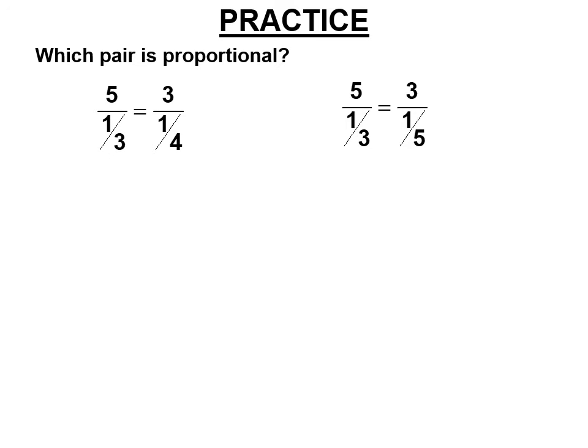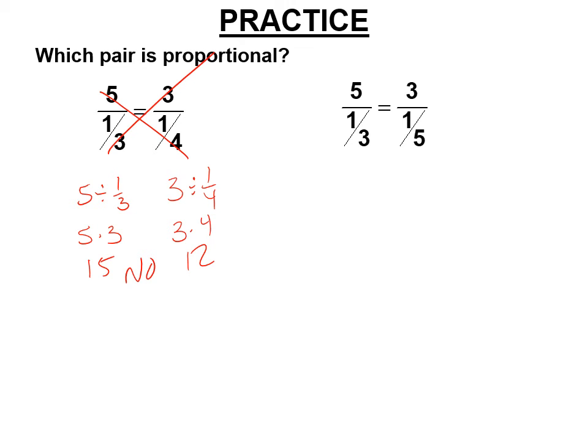So let's practice. So which pair is proportional? Okay. So is 5 divided by 1/3 equal to 3 divided by 1/4? Let's see. That's 5 times 3, 15. That's 3 times 4, which is 12. So that is no. So this one better be right. So this one's 15. So let's do the other one. 3 divided by 1/5 is 3 times 5. Yeah, these are both 15.